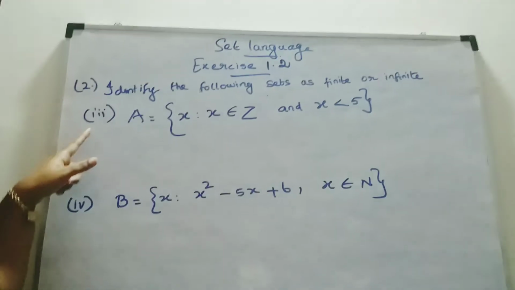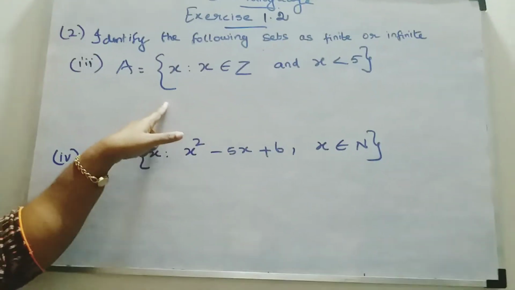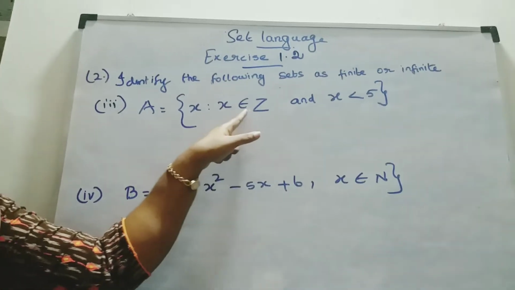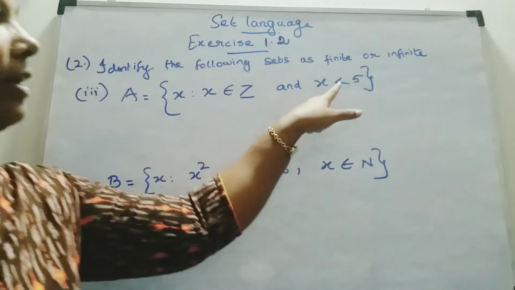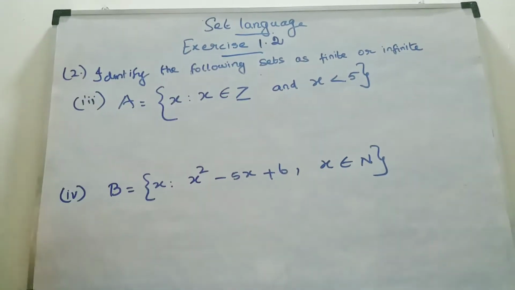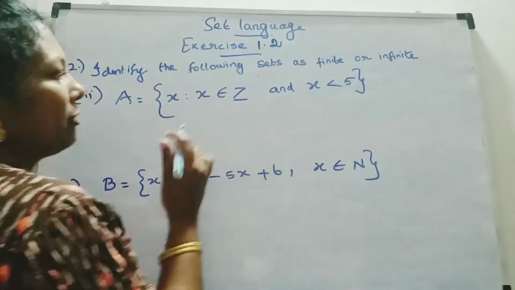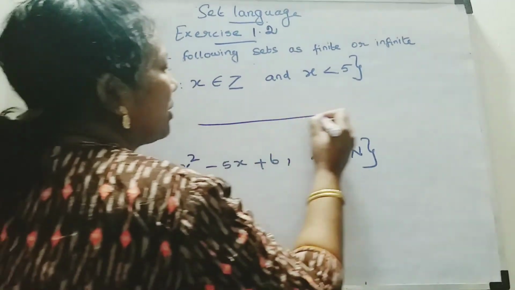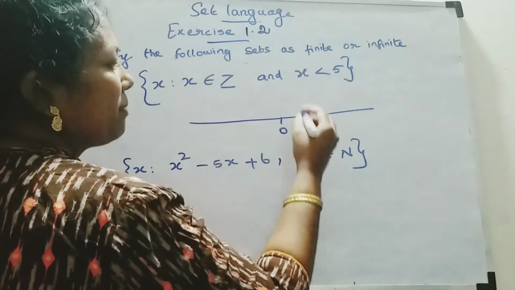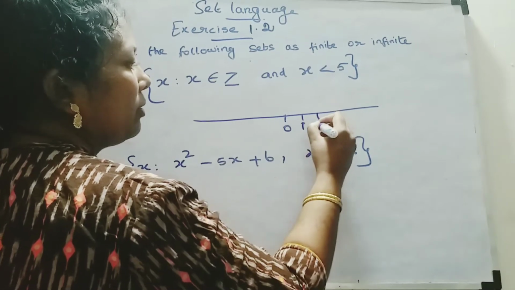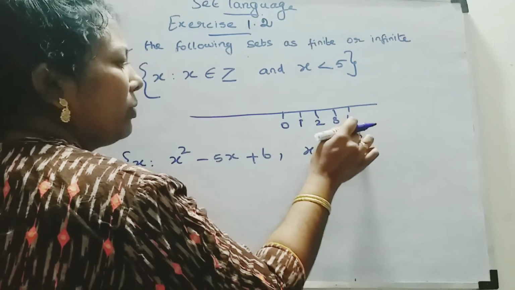The next problem, the third problem, is A is equal to the set of X elements such that X is an element of Z. Z is integers, and X should be less than 5. Here it's mentioned X is less than 5, so the integers will be like this: 0, 1, 2, 3, 4, and it should be less than 5, so you have to take from 4.